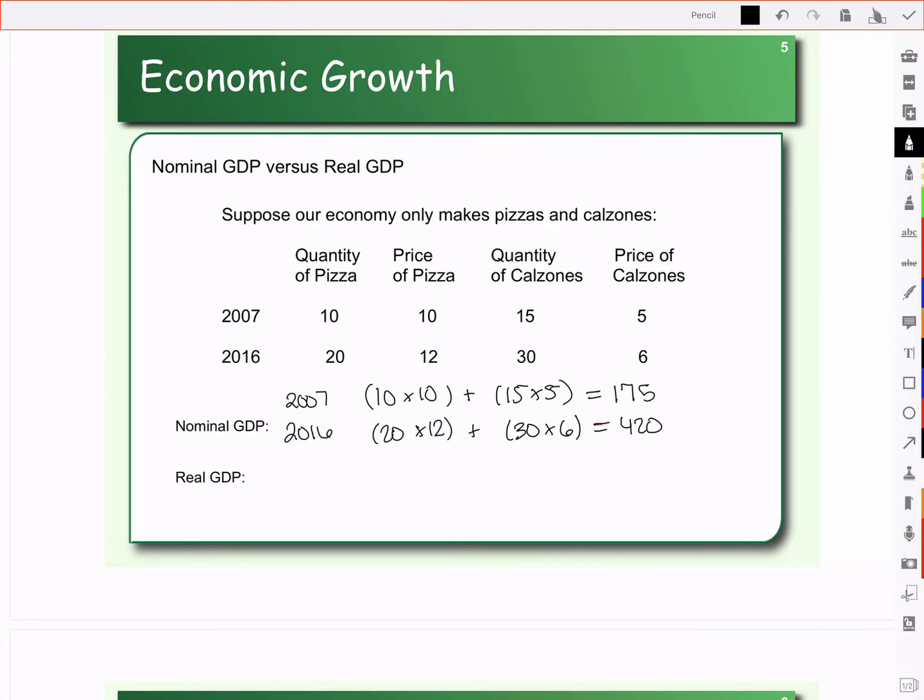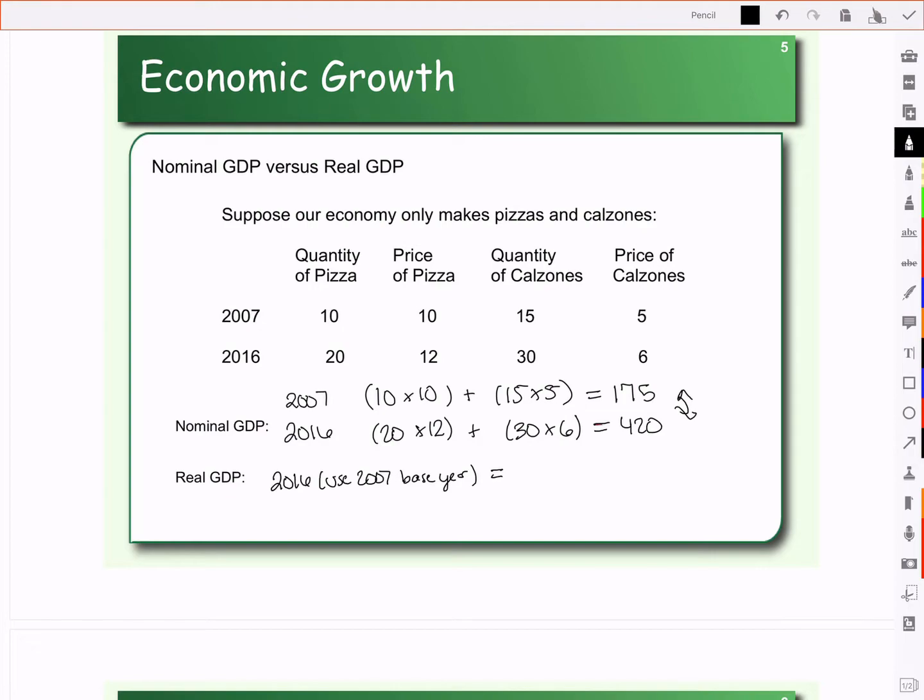The question is the difference between these two numbers, between the nominal GDP: is that because we made more stuff, or is that simply because the price went up? Well, in order to see how much impact a price change has, and how much impact selling more has, we can find real GDP. So real GDP takes out inflation. To find real GDP for 2016, we need a base year. So we're going to use 2007 as the base year.